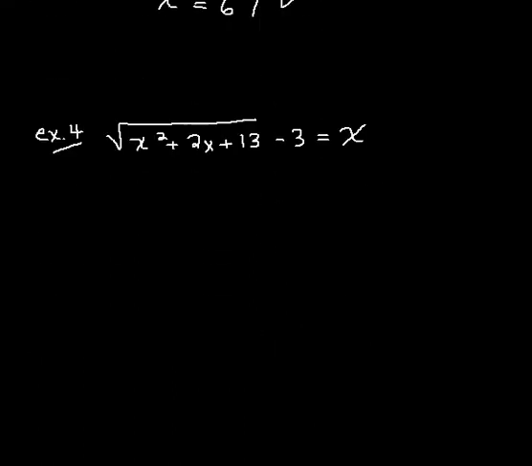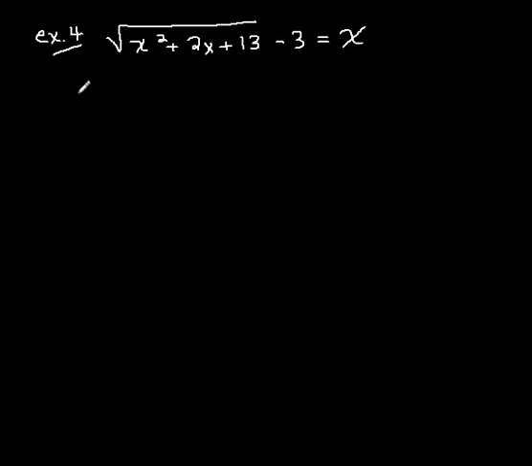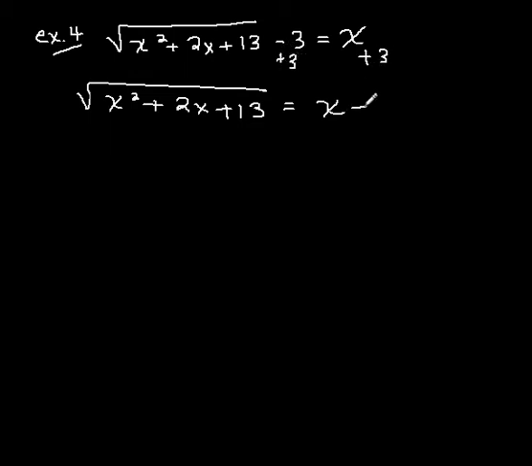Okay, now we have a trinomial going on underneath a radical. Same idea. Isolate the radical. X squared plus 2x plus 13 equals x. Now we're going to add 3. This gets a lot more complicated actually. And we're going to square both sides.